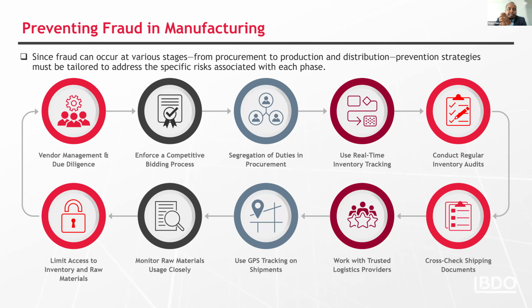So now, by implementing each of these strategies that you've just shared, whether through better controls, technology, or stronger oversight, you can significantly reduce the chances of fraud occurring in your manufacturing operations. And as you said, fraud prevention is about being proactive, staying vigilant, and ensuring that you have clear, transparent processes at every step of the way.